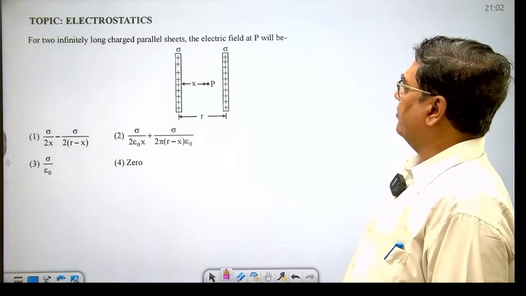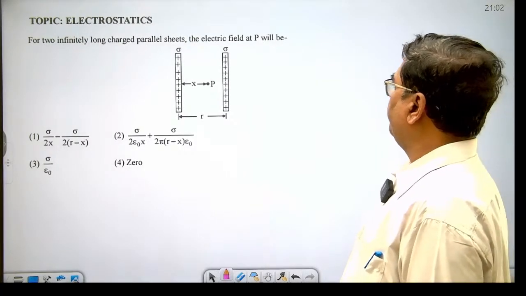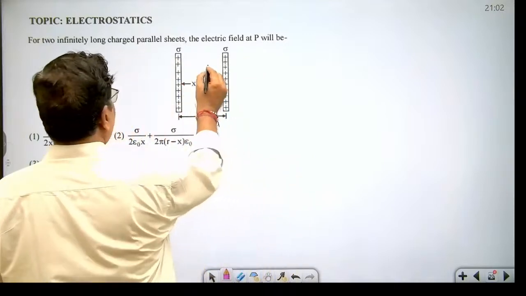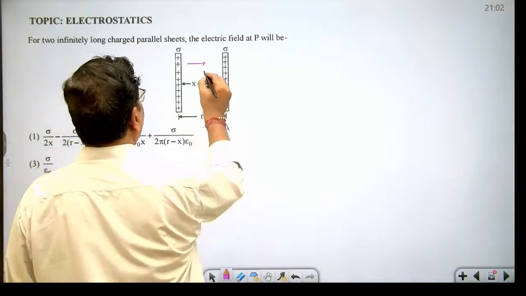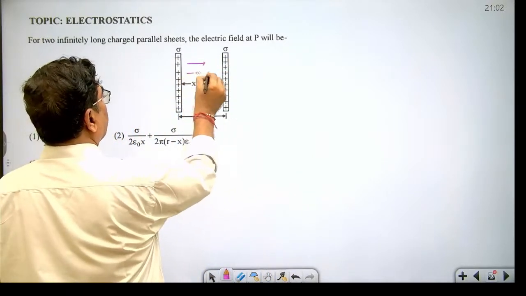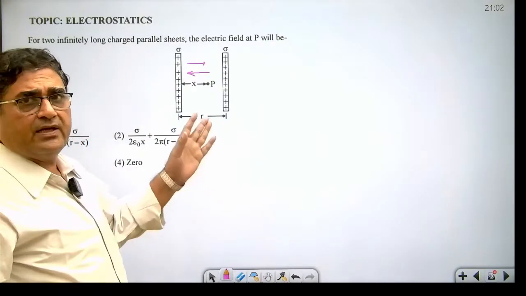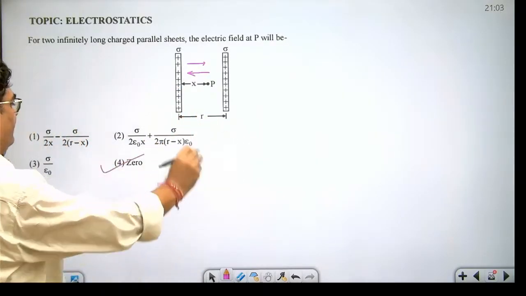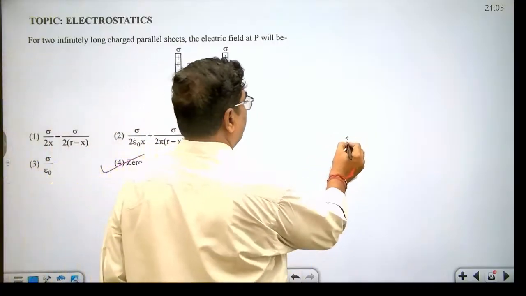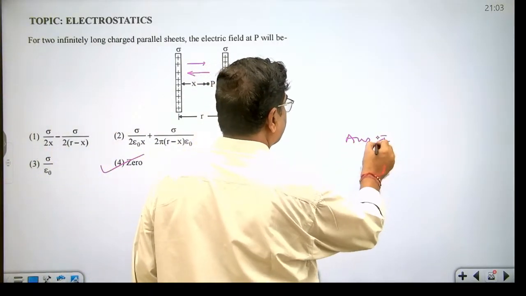For two infinitely long charged parallel sheets, the electric field at P will be, dear student, due to this sheet, electric field intensity will be sigma upon 2 epsilon 0, and due to this sheet, electric field intensity will also be sigma upon 2 epsilon 0. Both electric fields are acting in opposite directions, so electric field intensity finally will be 0 between the plates. So out of 4 choices, the correct answer is option 4.